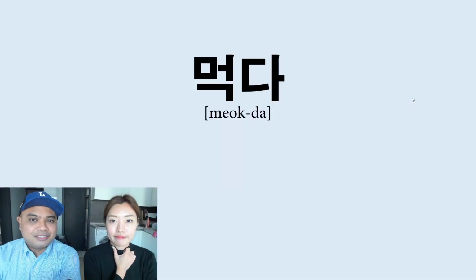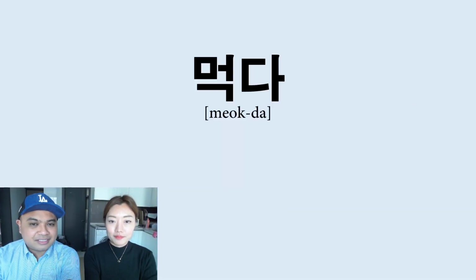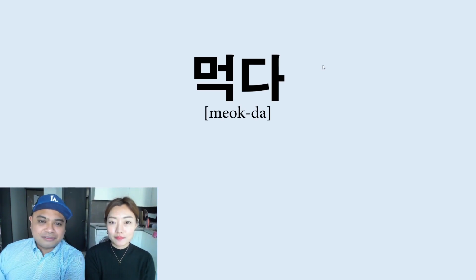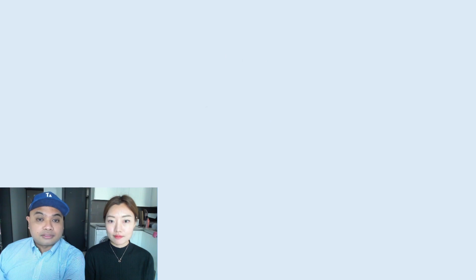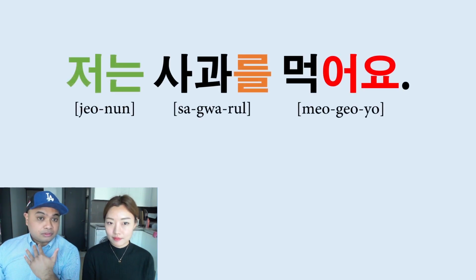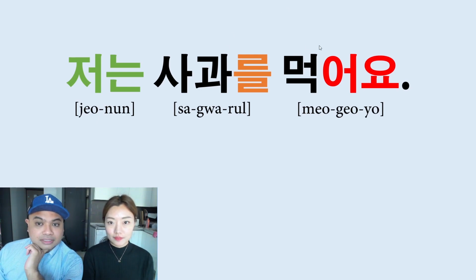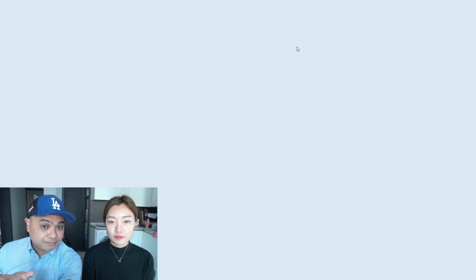So let's get started. We have a verb here, and it's 먹다. 먹다 means to eat, right? In our previous video, we learned how to conjugate it normally. It's going to look like this: 저는 사과를 먹어요. So right here we have 먹다, and when you conjugate it in the speaking way, it's 먹어요, right? But this just says I eat apples, or I eat an apple. If you want to say I ate an apple, it's going to be a little bit different.